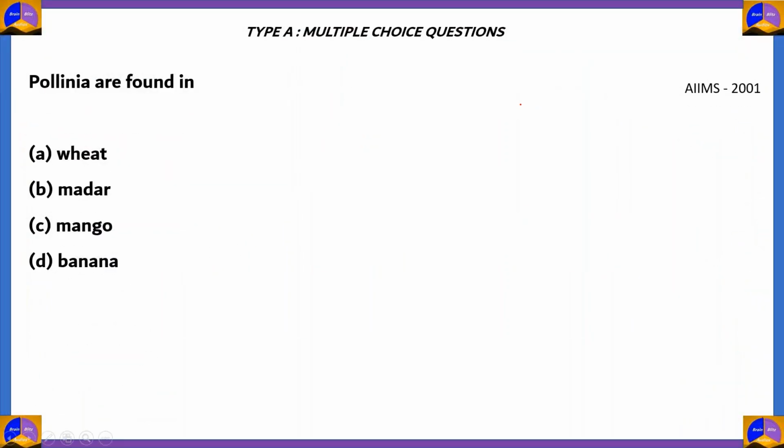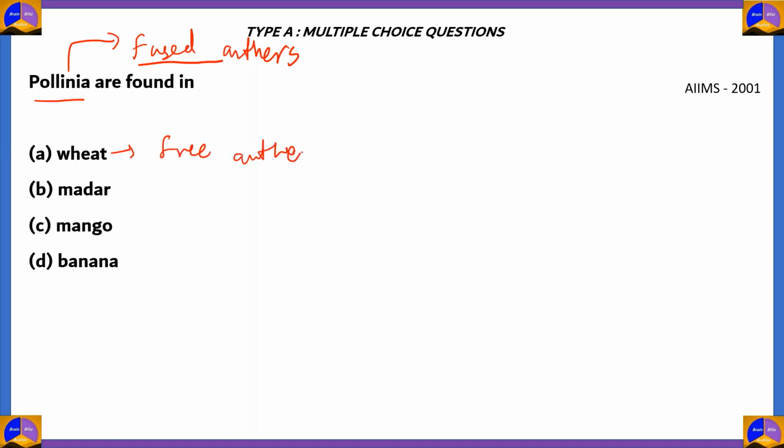Let's look at this question. Pollinia are found in A, wheat, B, madar, C, mango, and D, banana. Pollinia are fused anthers. So the androecium of the plants containing pollinia are fused. Let's look at each of our options. Option A, wheat. Wheat contains free anthers. Option A is incorrect. Option C, mango.